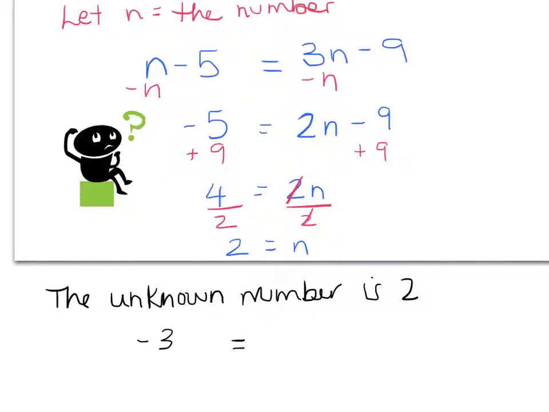That should be equal to 9 less than 3 times the number. So 3 times the number is 6. 9 less than that is also negative 3. So I've got an equation here where the left-hand side equals the right-hand side. That means I've done my question correctly.